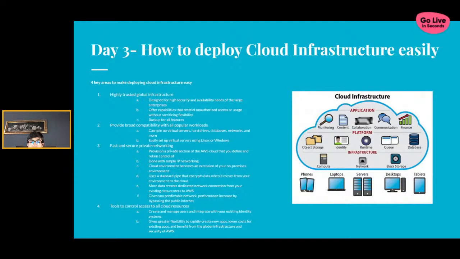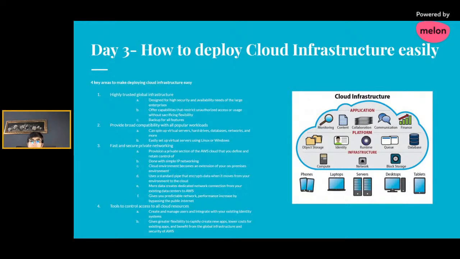Next, fast and secure private networking. You can provision a certain section of the AWS cloud that you define and retain control of, and this is done through simple IP networking. The cloud environment will then become an extension of your on-premises environment, and this uses a standard pipe that encrypts data when it moves from your environment to the cloud. And then AWS Direct Connect creates a dedicated network connection from your existing data centers to AWS, which gives you predictable network performance by bypassing the public internet.